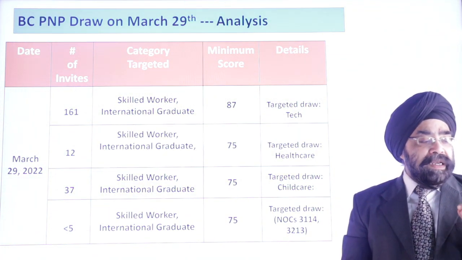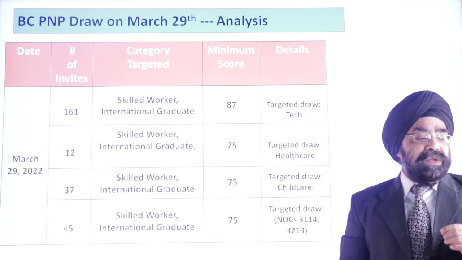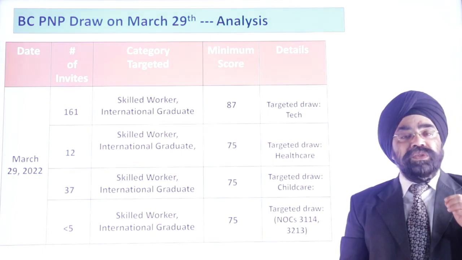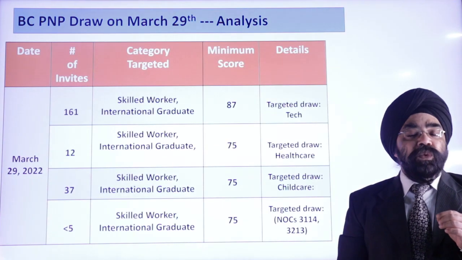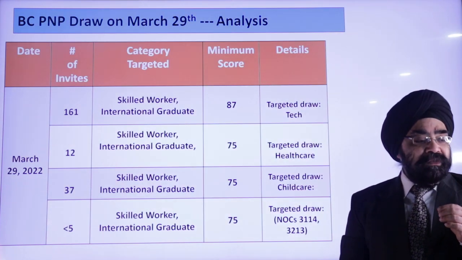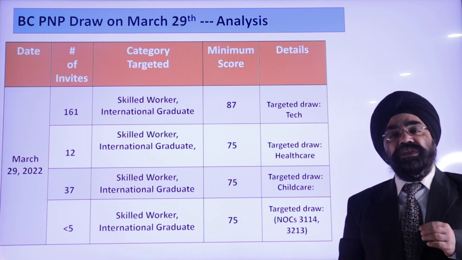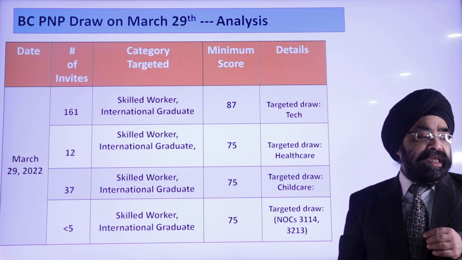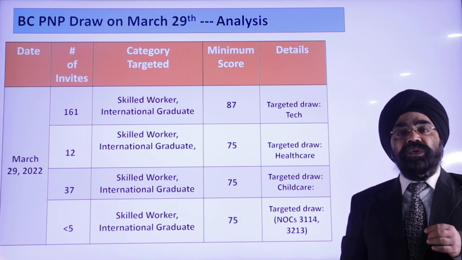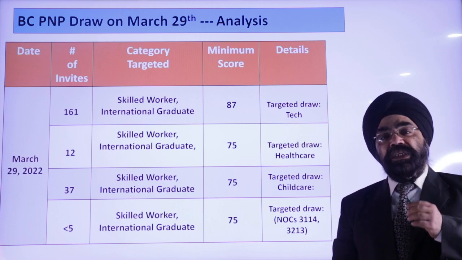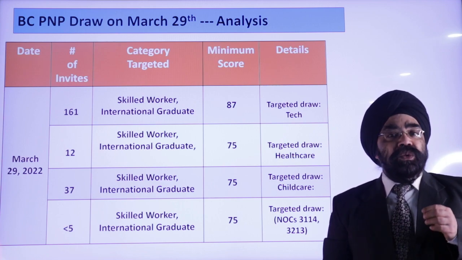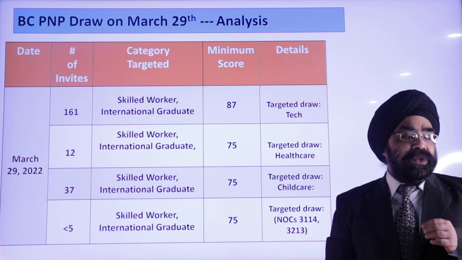The last sector is the targeted draw for NOC codes 3114 and 3213. NOC code 3114 is basically for veterinary doctors who treat animals, and 3213 is for animal health technicians. So they are also targeted in this draw.